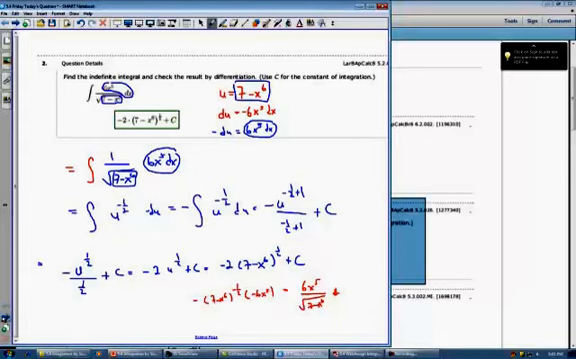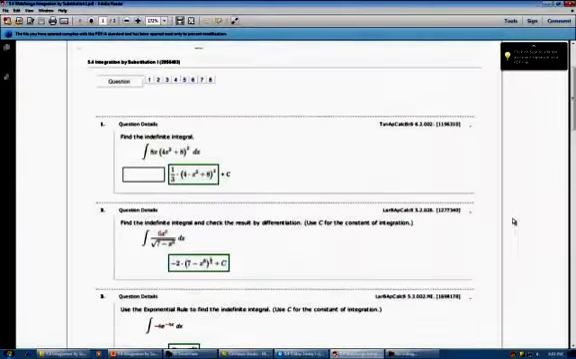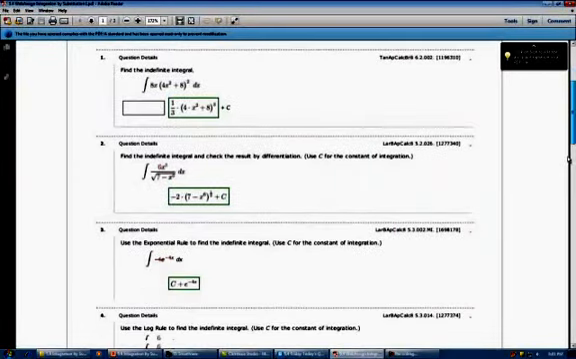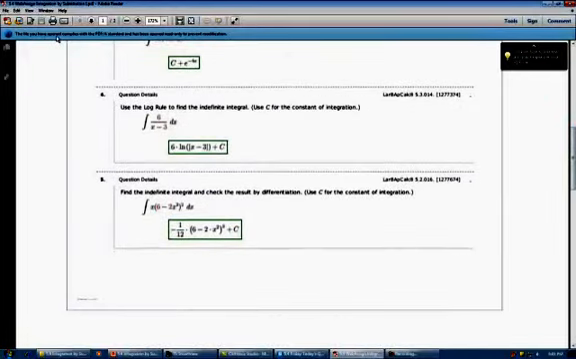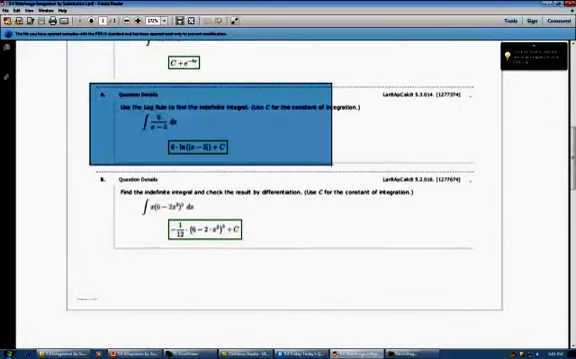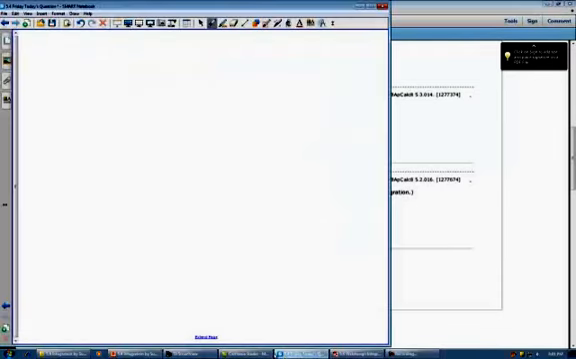Let's look next at number 4. So let's come back over here and take a look at number 4. So here's number 4. So on this one, what do we have?